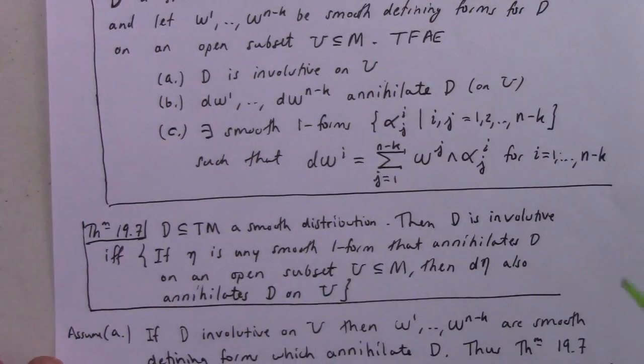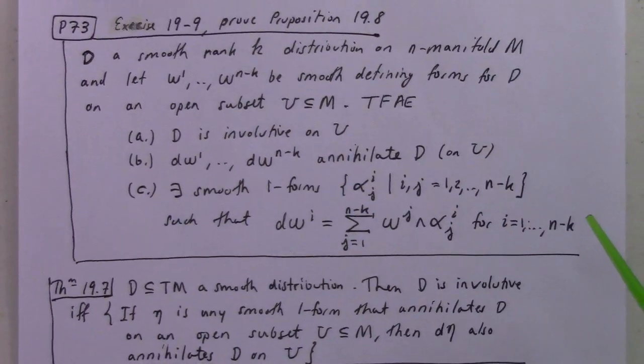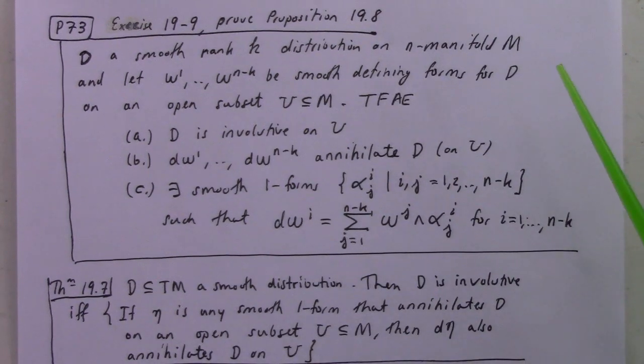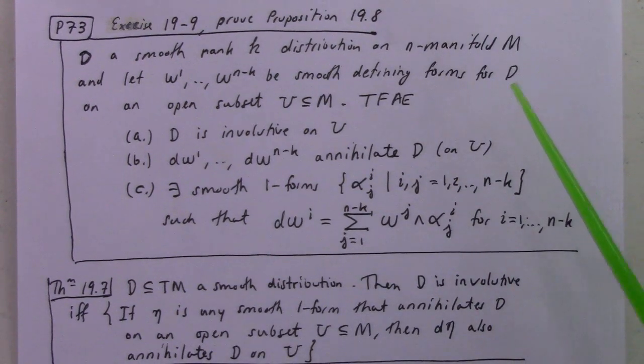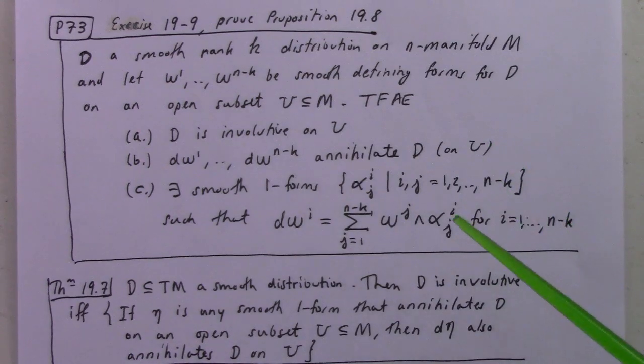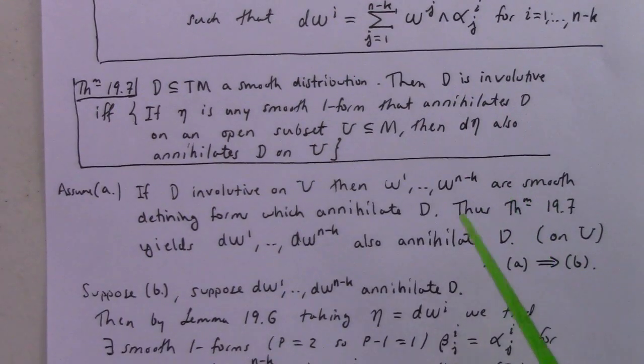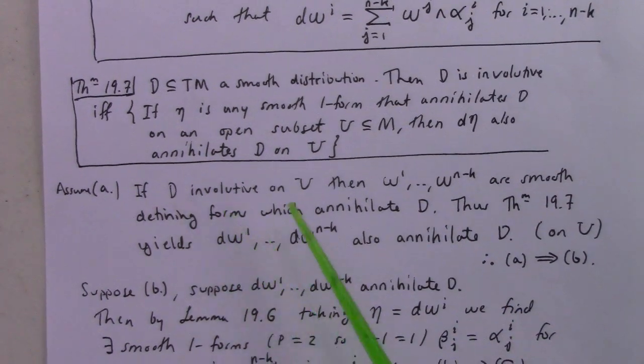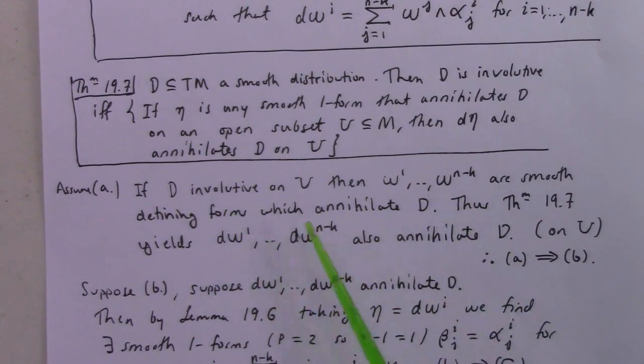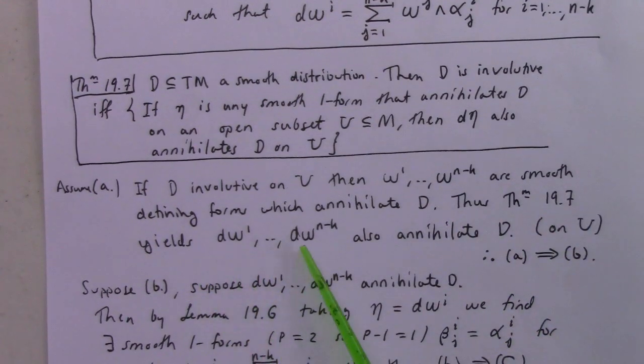So, this was problem 73. We're supposed to prove the following are equivalent. Now, I feel like I've got a decent proof of A implies B, so if I assume A, D is involutive, then I got these smooth defining one forms. And then theorem 19.7 tells me that d omega 1 through d omega n minus k also annihilate D on U. So theorem 19.7 gives me that implication.